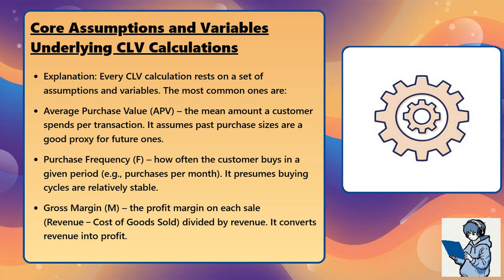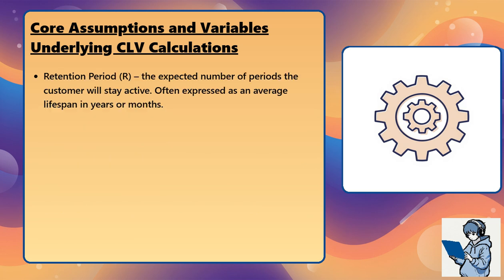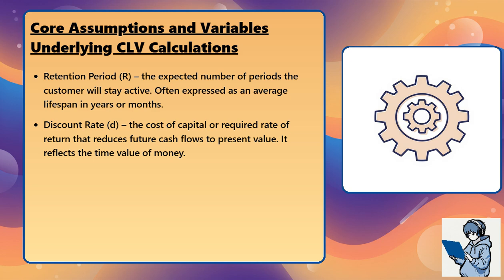Gross margin, abbreviated M, the profit margin on each sale, revenue minus cost of goods sold divided by revenue. It converts revenue into profit. Retention period, abbreviated R, the expected number of periods the customer will stay active, often expressed as an average lifespan in years or months. Discount rate, lowercase d, the cost of capital or required rate of return that reduces future cash flows to present value. It reflects the time value of money.